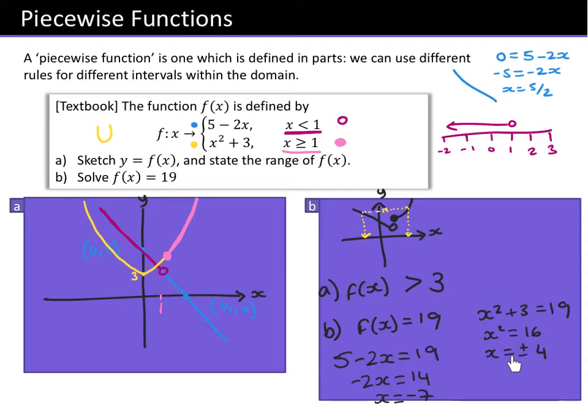We reject that because it's not in our inequality. It's not in our range domain. So x equals 4, okay? So reject x equals minus 4 as x has to be greater than or equal to 1. Okay, so we do reject it. So we're going to get 4 and minus 7 are the answers.